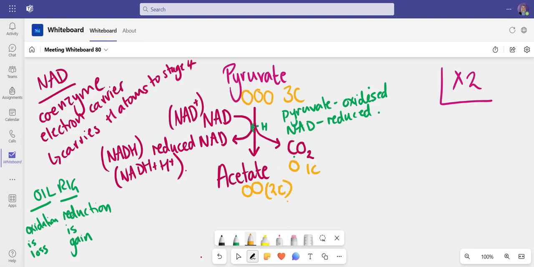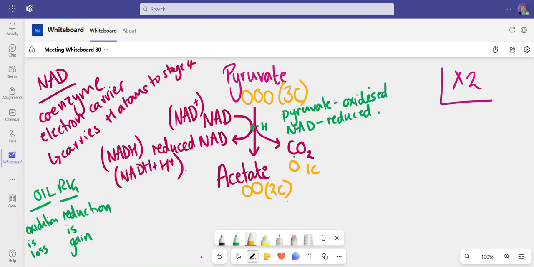Okay, so we started with pyruvate, which had 3 carbons. The pyruvate gave a hydrogen to NAD to reduce NAD. We released a molecule of carbon dioxide, and we're left with a molecule called acetate, which has 2 carbons.